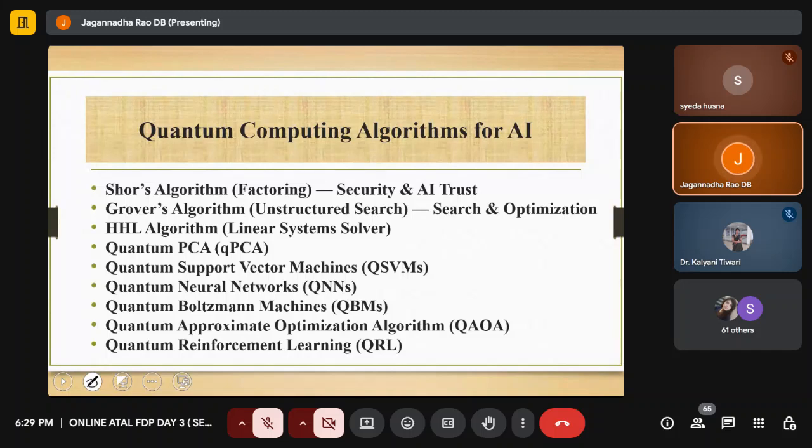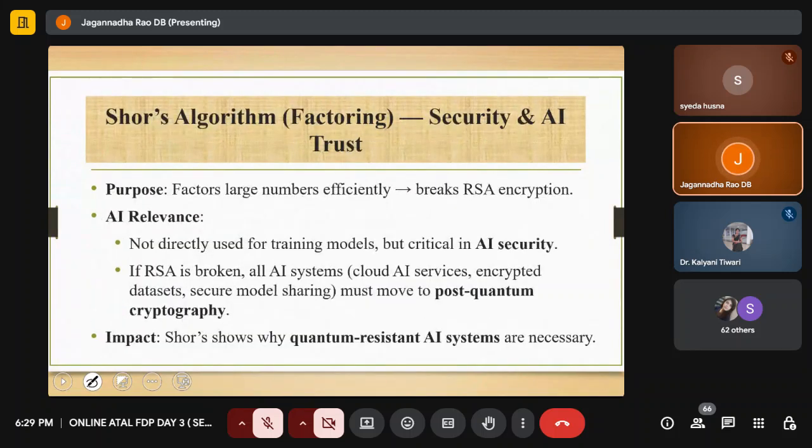These are all the algorithms we have in quantum AI. But basically, we are going with these two algorithms. Let me just tell the purpose of each algorithm. Go through this, and later we will go into detail on our algorithms. The first algorithm is Shor's algorithm.